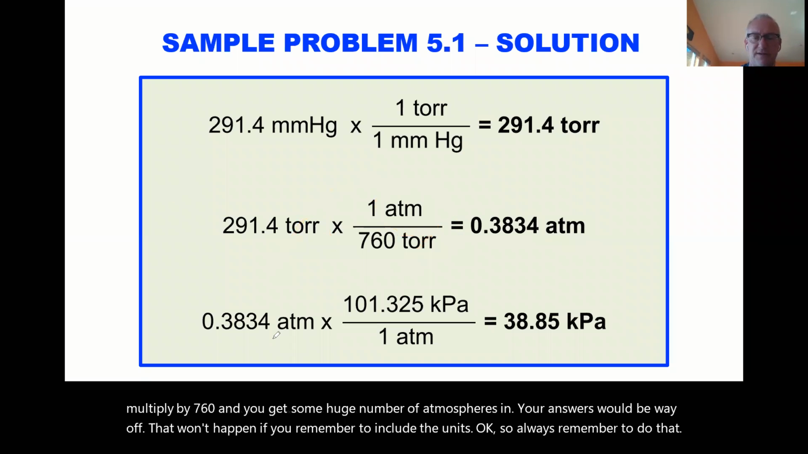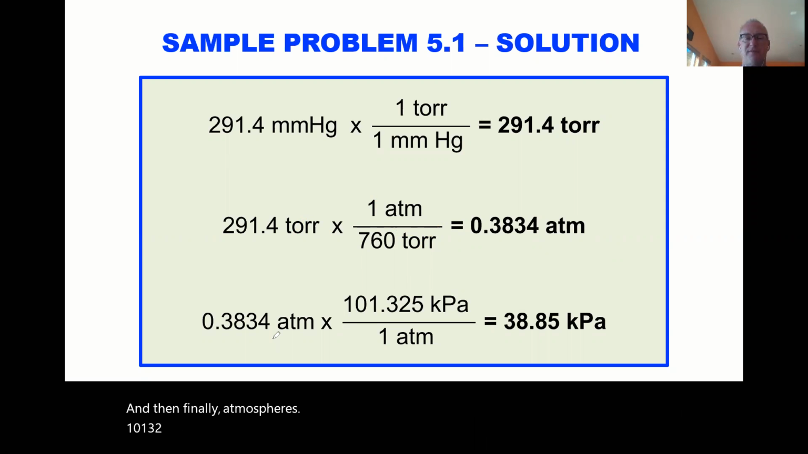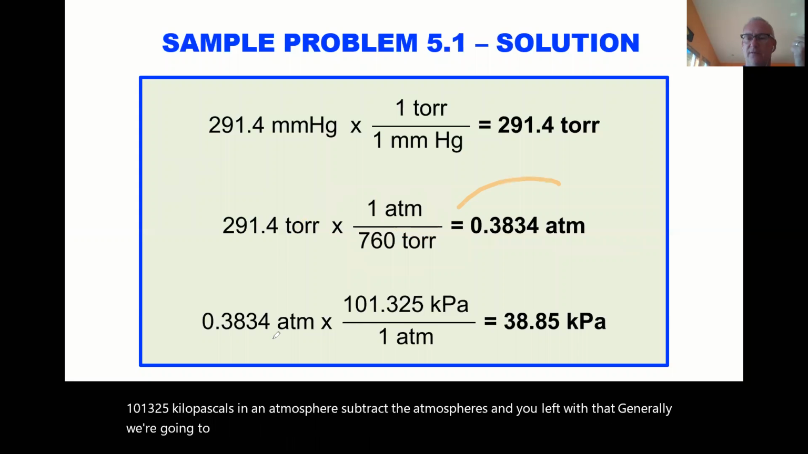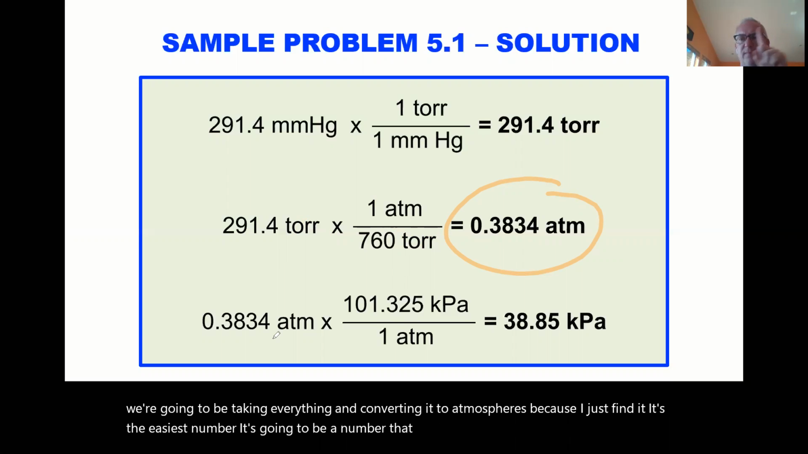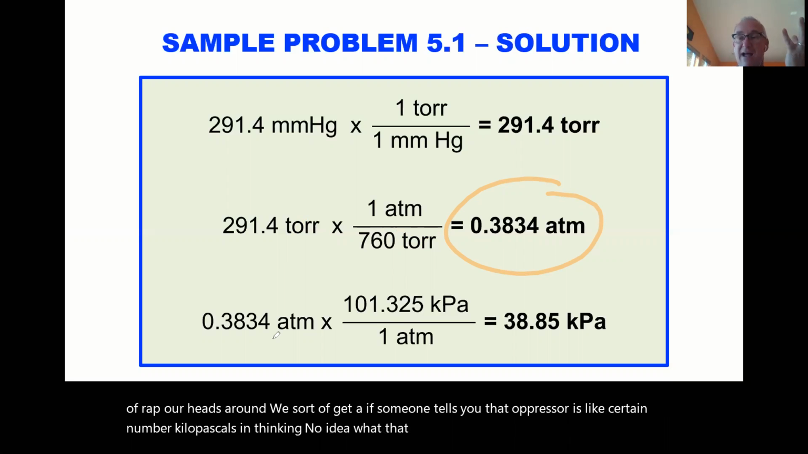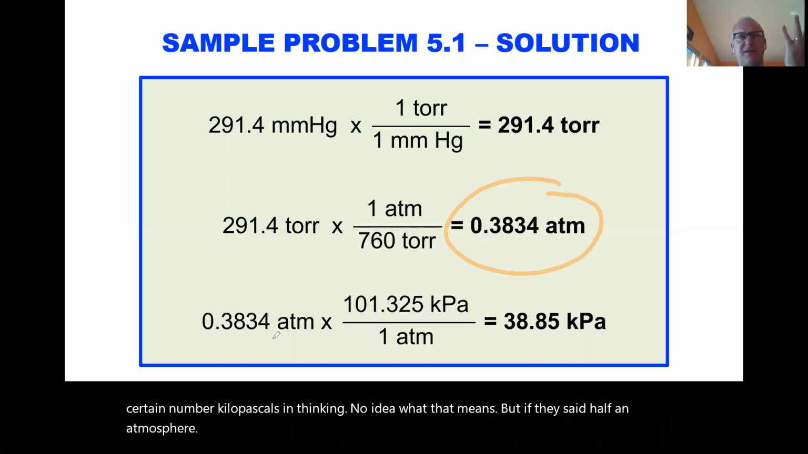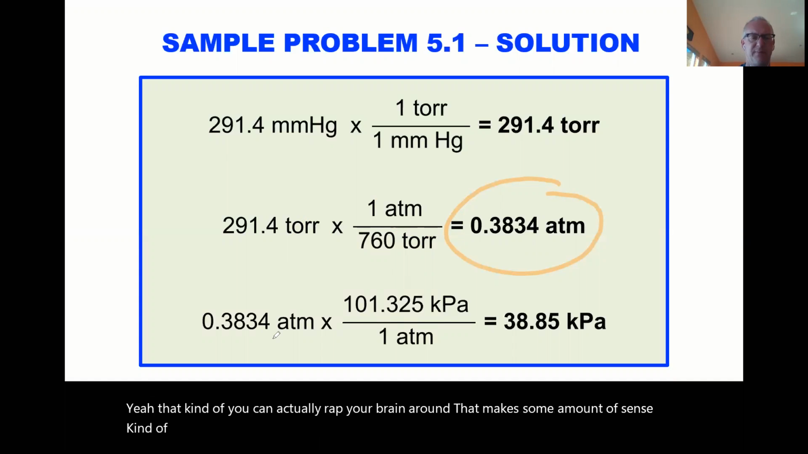And then finally, atmospheres: there are 101.325 kilopascals in an atmosphere, cancel the atmospheres and you're left with that. Generally, we're going to be taking everything and converting it to atmospheres because I just find it's the easiest number. It's going to be a number that approaches 1, and it's a number we can sort of wrap our heads around. If someone tells you that a pressure is a certain number of kilopascals, you have no idea what that means. But if they said half an atmosphere, you can actually wrap your brain around that. That makes some amount of sense, kind of what that pressure is going to be.